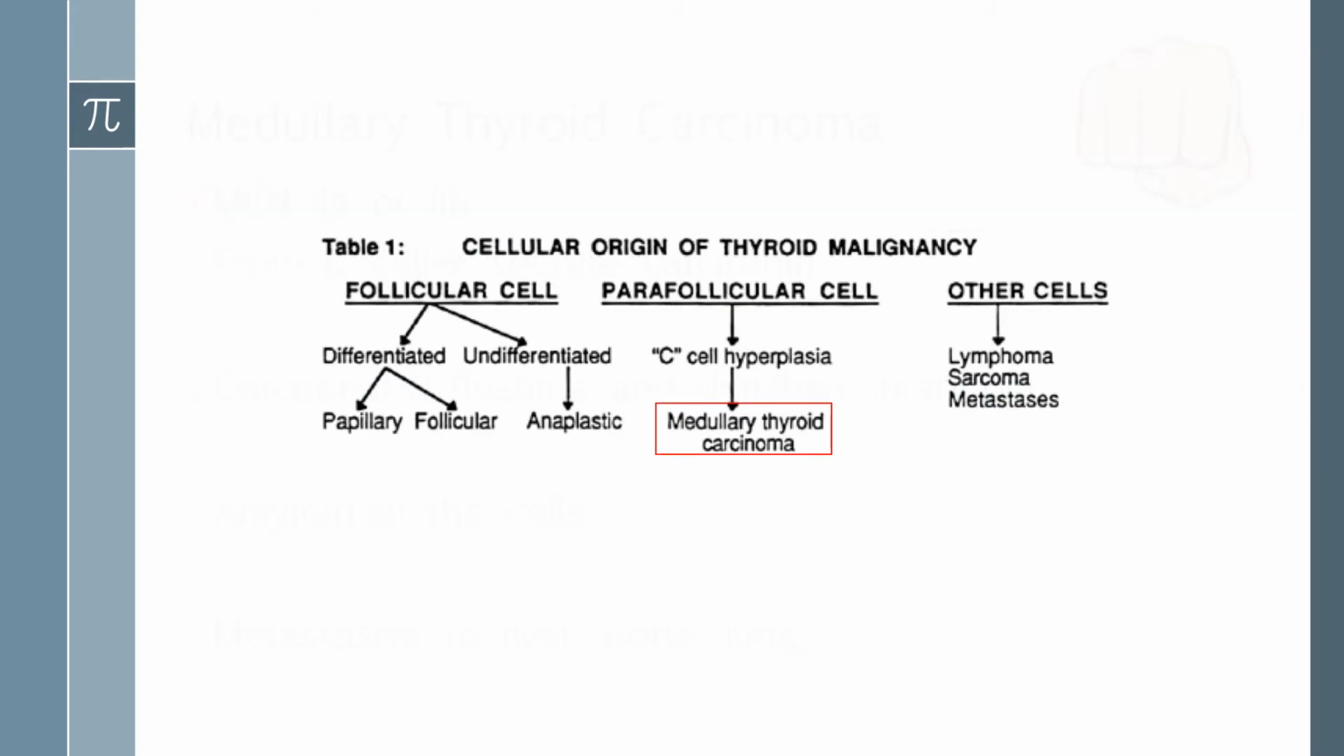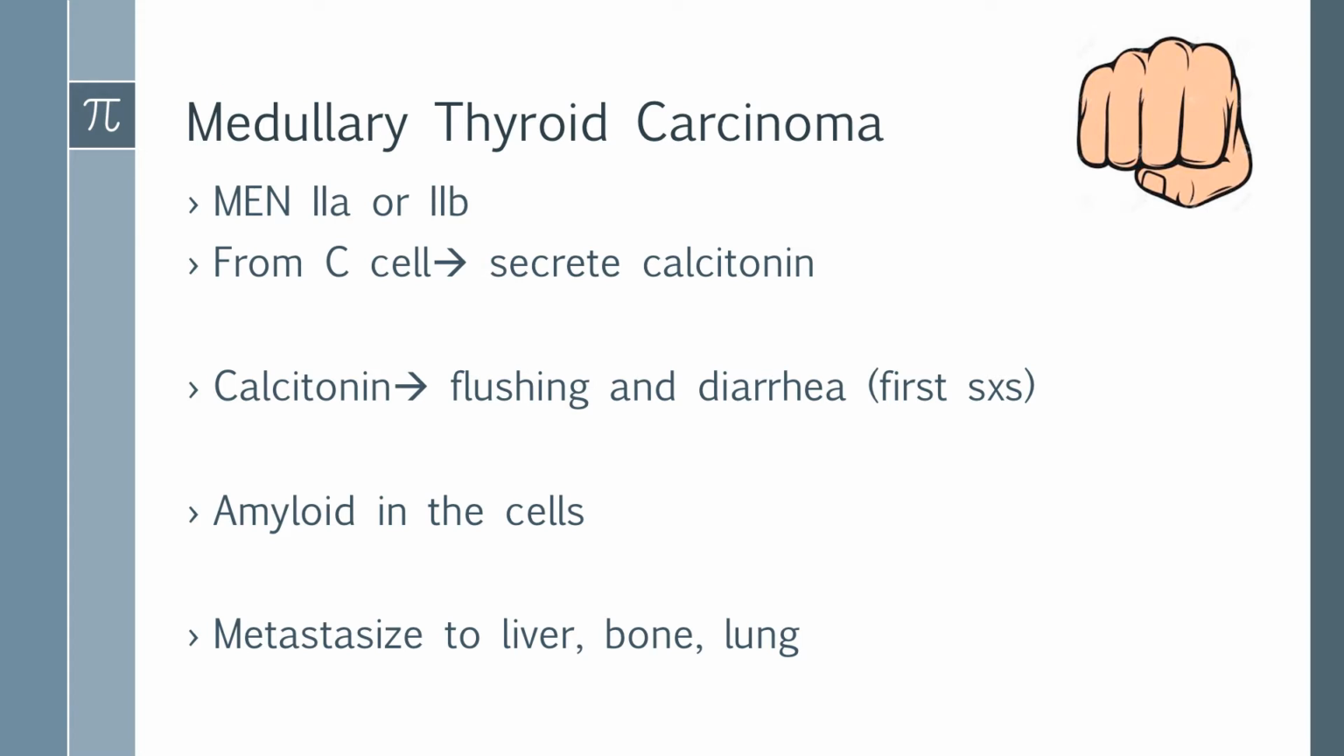Medullary thyroid carcinoma, that's a very high yield. We saw the picture, MEN2A or 2B. Usually if you see a medullary thyroid carcinoma question, or if they're hinting at you, they want to ask you a question about MENs. So what is a medullary thyroid carcinoma? It is from C cells in the thyroid, right? The C cells secrete calcitonin. If you have too much calcitonin, ironically, some of the symptoms that you have are flushing and diarrhea. Nobody knows why, but these are the first symptoms that the patient feels.